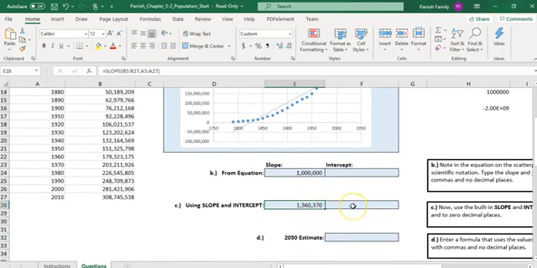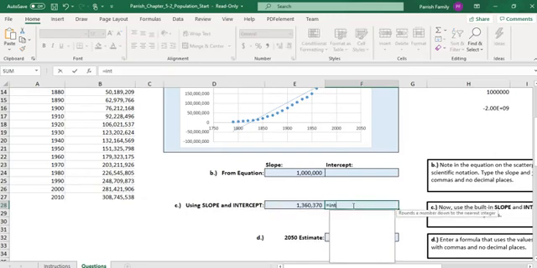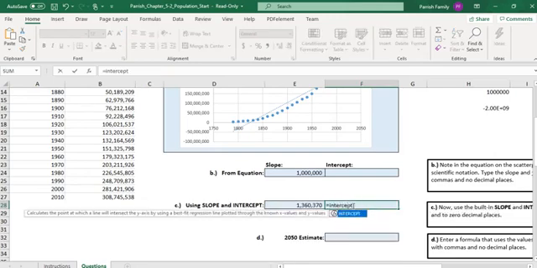Now the intercept is going to be done the same way. You're going to calculate the y-intercept using the same type of formula as the slope. You're going to type equals intercept, and then you're going to do the y's and the x's again. So I'll give you a minute to do that.